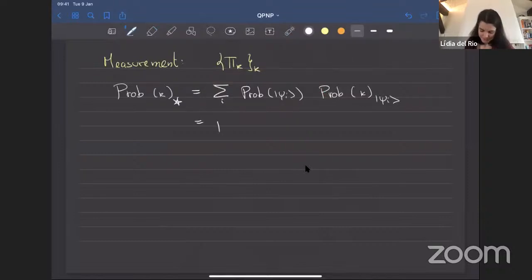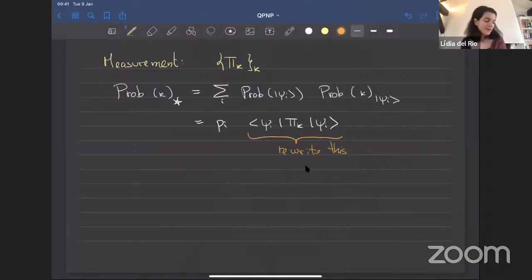Okay, so this is p_i. And this probability from quantum mechanics, we know that it's the expectation of Pi k in psi i. This is the Born rule. So what we'll do is rewrite this, and we'll do this because later on, this will allow us to find an object that is very compact to describe the whole situation. For this, I need to introduce a new operator.